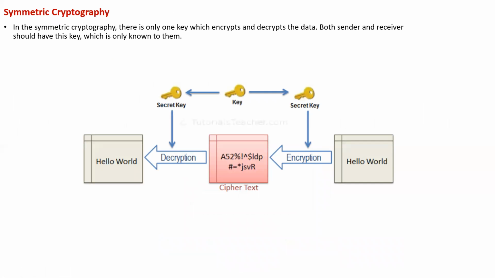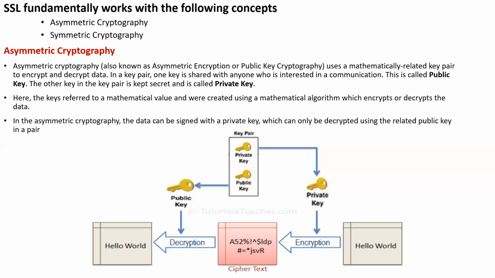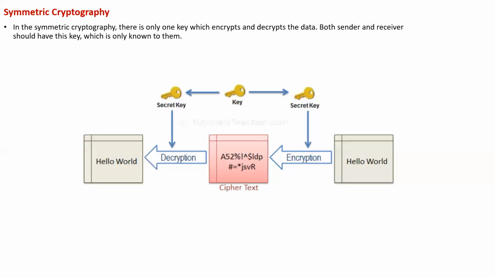So that is about asymmetric cryptography. If you look at the second one, the symmetric cryptography algorithm: in symmetric cryptography, there is only one key which encrypts and decrypts data. In both scenarios, the sender and receiver should have this key, which is known only to them. So in symmetric cryptography, when the request is sent from the web client, the client can encrypt the data using a secret key. That key is known only to the relevant party who is receiving the response.